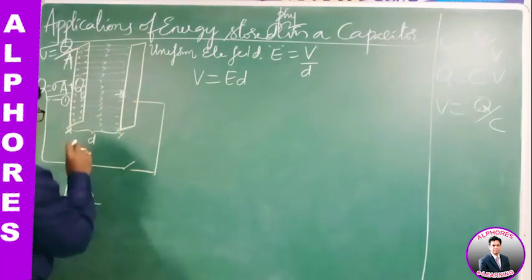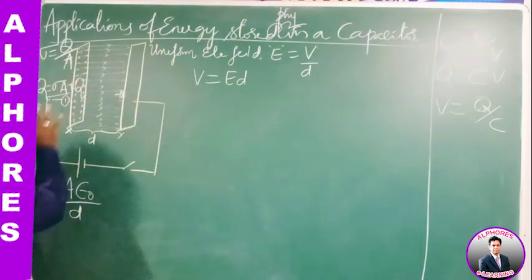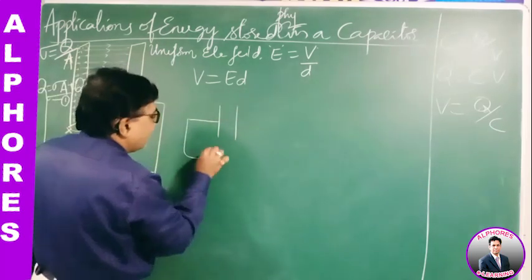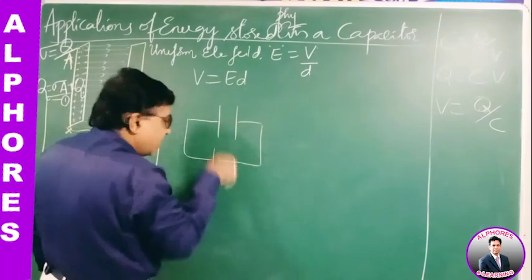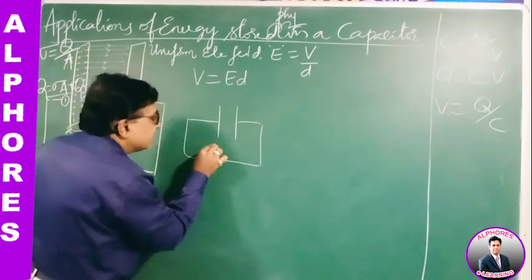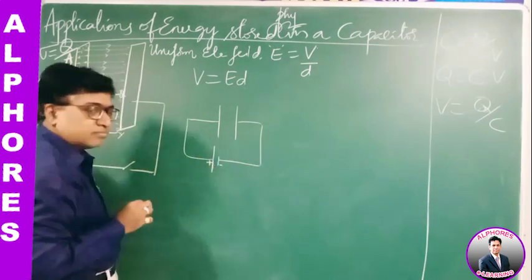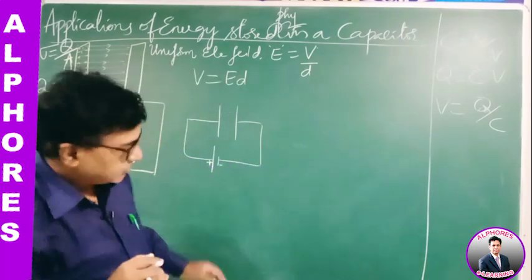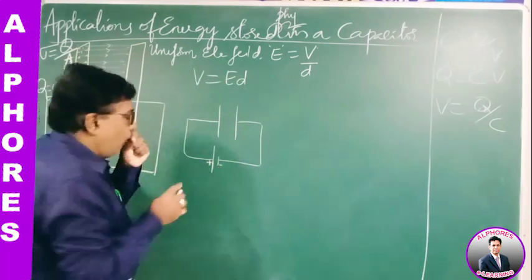So what really happens is, suppose this is the plate, I am connecting it to a battery, I switch on the battery, plus and minus. This terminal is positive. Positive in the sense that it doesn't mean positive charge. It is high in potential. This is high potential, this is low potential.